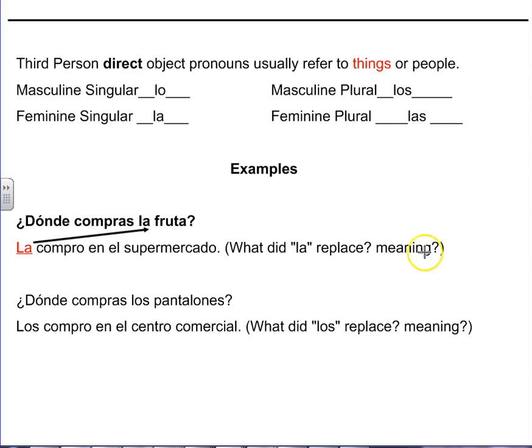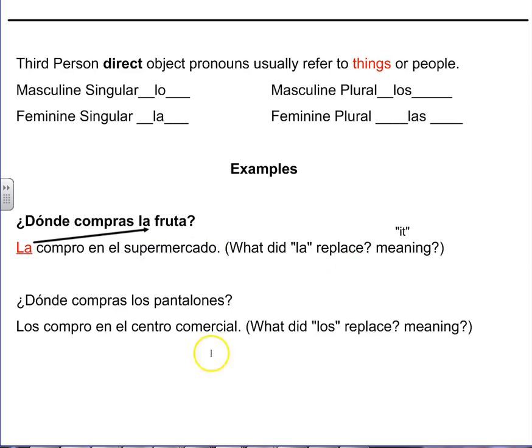So what does it mean in English? What's the meaning of it in English? It means it. And so in English, this would mean, I buy it in the supermarket. I just put it in a different order in Español. I buy it in the supermarket. La compro en el supermercado. So that's what the la replaced.